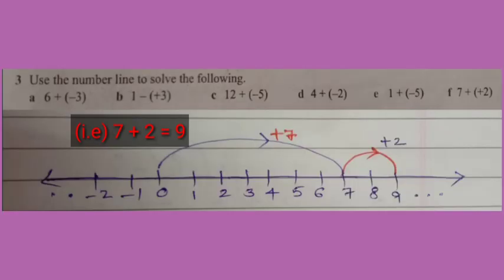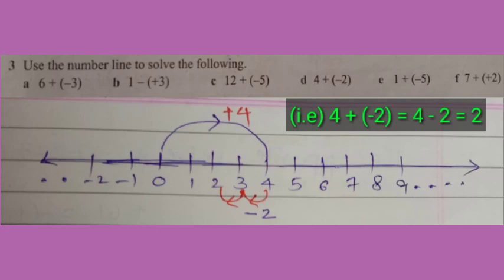Question number 3. Use the number line to solve the following. Part F: 7 plus 2. If you want to add 2 to 7, we start from 0 and move 7 units to the right to get 7. Then we move 2 units to the right starting from 7 to add plus 2 and reach the final position denoted by 9. Thus 7 plus 2 equals 9.